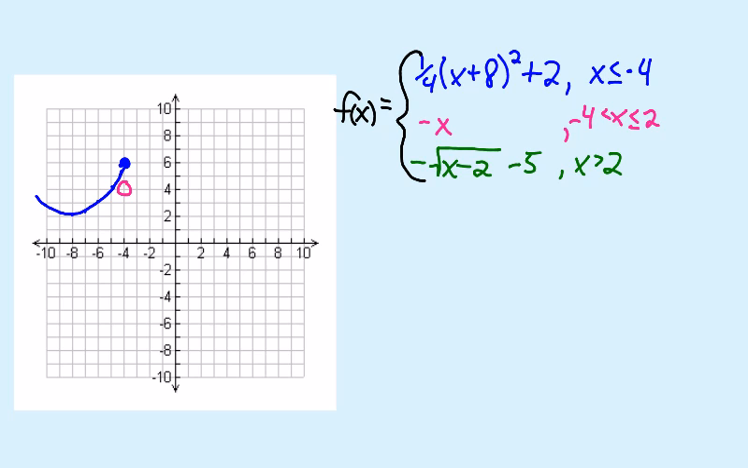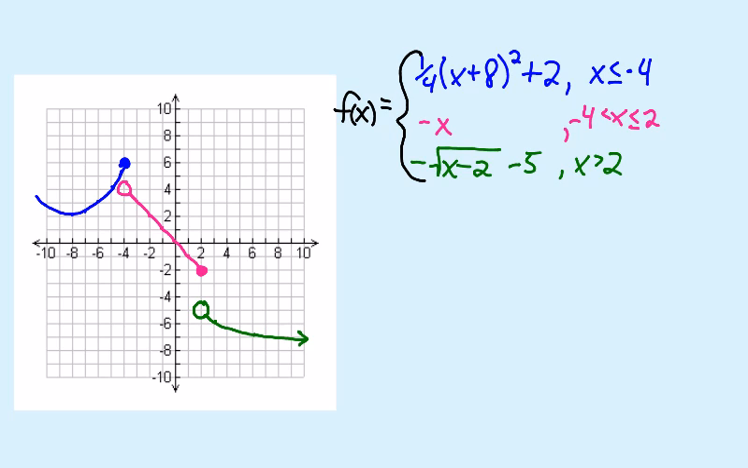The second piece starts at (-4, 4), but does not actually touch it, and continues down to (2, -2). And it does touch the point (2, -2). The third piece starts at (2, -5), but again, it does not touch, and continues on to +infinity for the x and -infinity for the y. So you can see my three different pieces of this piecewise function.